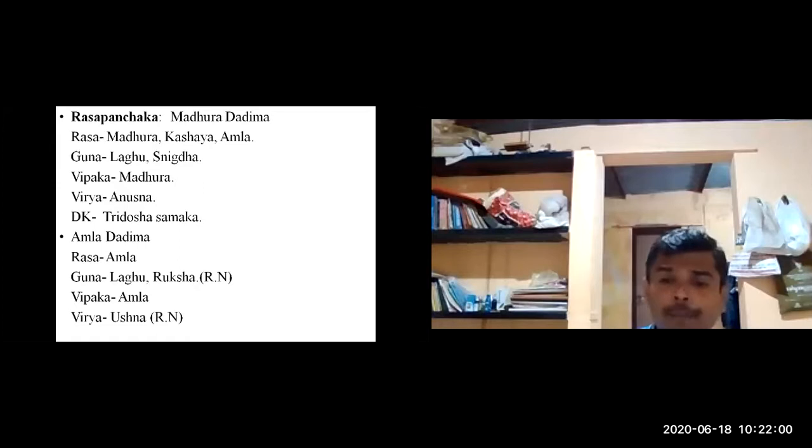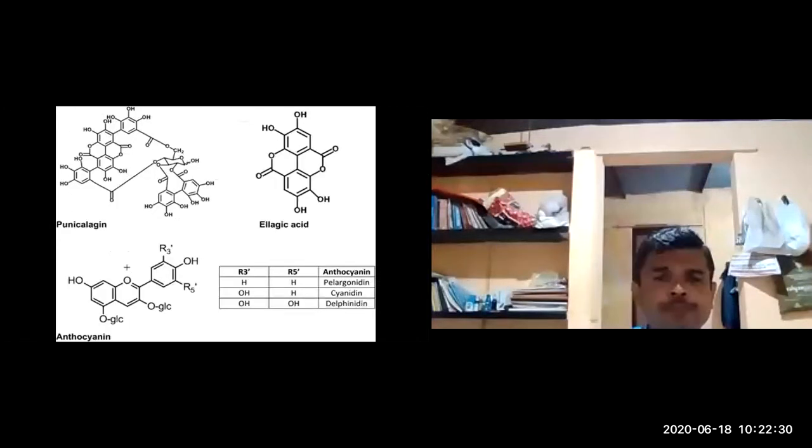As for Amla Dadima, rasa is Amla Rasa, with Lagu and Ruksha Guna, according to Rajanigantukara. Vipaka is Amla Vipaka. Virya is Ushna Virya. So Madhura Dadima has Anushna Virya, whereas Amla Dadima has Ushna Virya. This is according to Rajanigantu. Definitely, depending upon the properties, we can select Pitta Vardhaka, Vata Kaphashamaka.